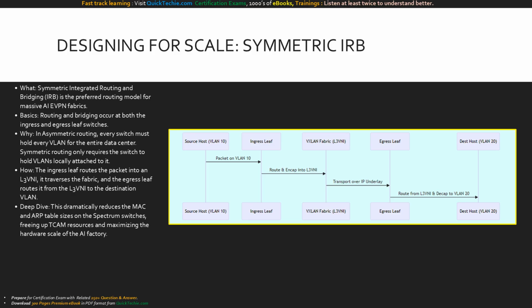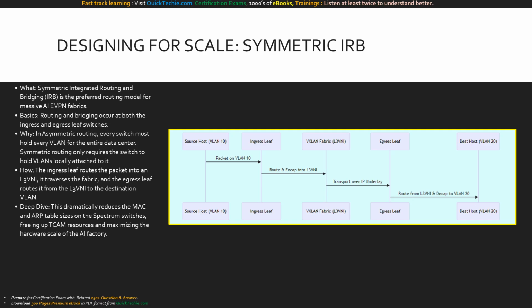How symmetric IRB works is elegant. The ingress leaf takes the packet from the source VLAN and routes it immediately into the tenant's global L3 VNI. The packet crosses the fabric, and the egress leaf routes it out of the L3 VNI into the destination VLAN. Our deep dive here is about scale. By using symmetric IRB, Spectrum switches only store MAC and ARP entries for local hosts, drastically conserving TCAM and allowing your multi-tenant AI cloud to scale infinitely.